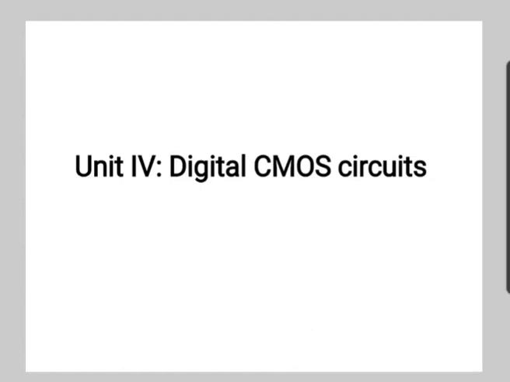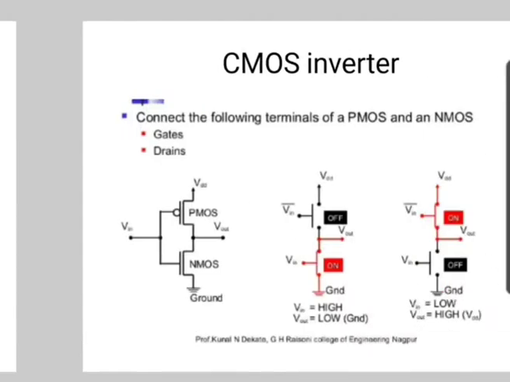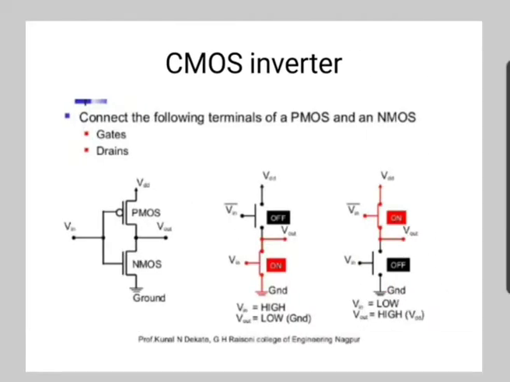Good afternoon. Unit 4, Digital CMOS circuit. So the first point is the CMOS inverter.